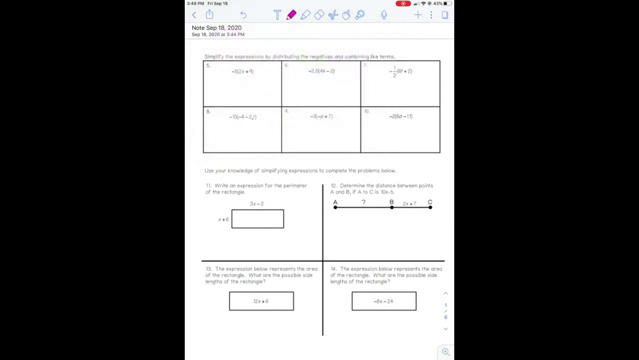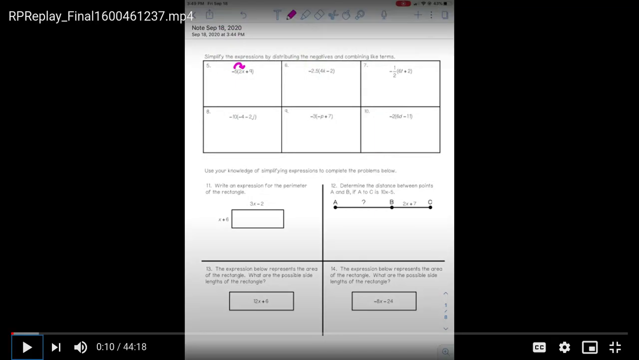Okay, so today we are going to review the distributive property, and we are going to go over 1 and 2 step equations. So this video is going to be about 20 minutes, and you are supposed to be watching this on Monday for the rest of the week.